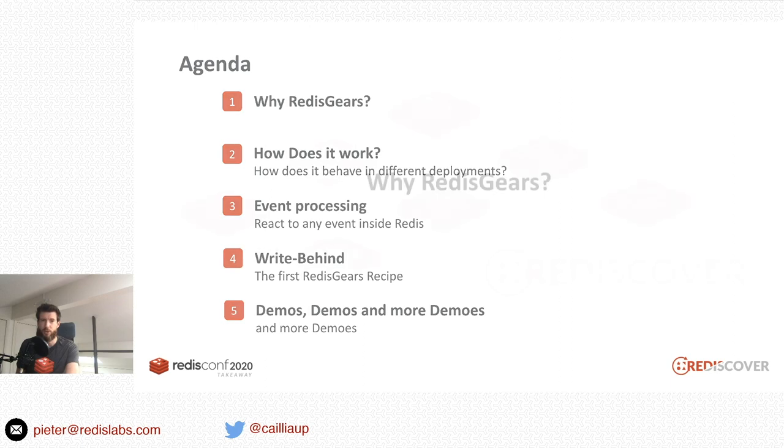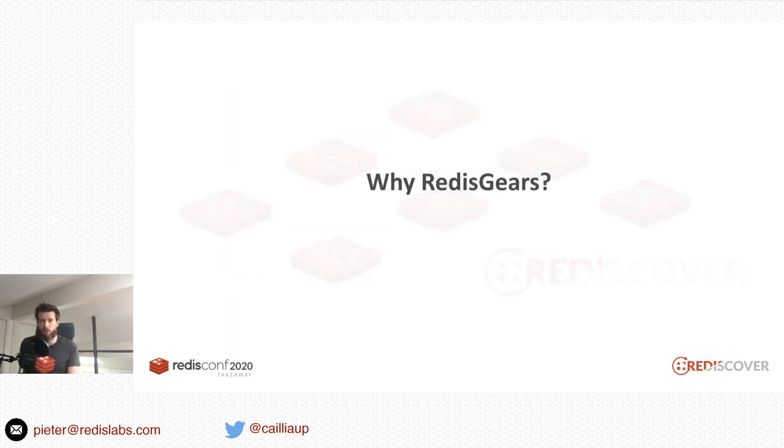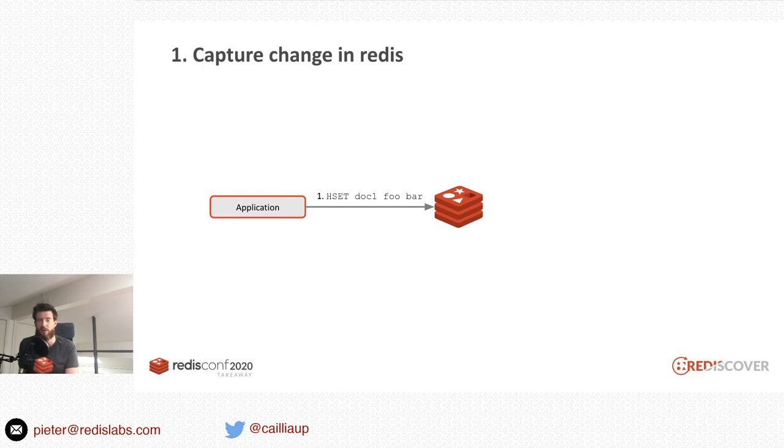Why Redis Gears? I'm going to walk you through three examples of things you can currently do with Redis, but there's some kind of a way they're a bit cumbersome. The first example is, for example, you want to capture change in Redis. Your application is simply setting a document inside Redis with an hset command, and we're setting foo bar inside Redis. You would like to capture the update there to do some post-processing. With that post-processing, you could write it back into a backend database.